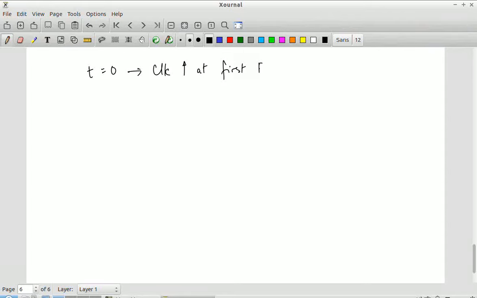So the clock rises at the first flip flop at time t equal to 0. Q of flip flop 1 changes. I don't care whether it goes up or down. In this case, I will consider the latest possible time when it can change, the max value of TCQ. TCQ also could have a min value and a max value possibly. Depending on whether it's a 0 to 1 or 1 to 0 transition, it's possible that the delay from clock to Q is going to be slightly different.